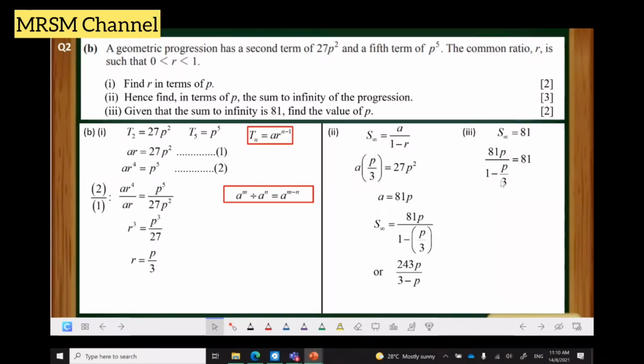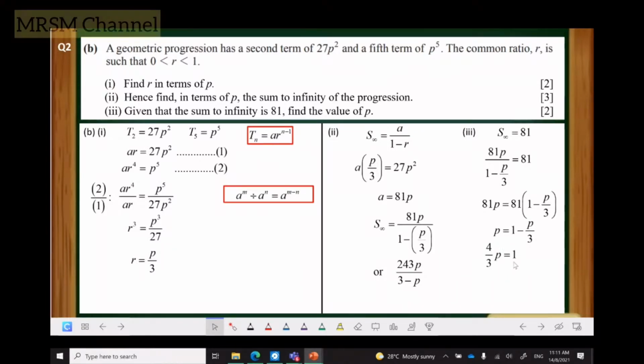So this 1 minus P over 3 ni kita multiply dekat sebelah sana. So kita akan dapat 81P equal to 81 times 1 minus P over 3. Okay, both side we have 81. Sini ada 81, sini pun ada 81. So boleh cancel je 81 dengan 81 ni. So dapatlah P is equal to 1 minus P over 3. And then we combine all the terms. P tu adik-beradik dia letak satu tempat. So P plus P over 3 is equal to 1. So 4 over 3P is equal to 1. Therefore P is 3 over 4.